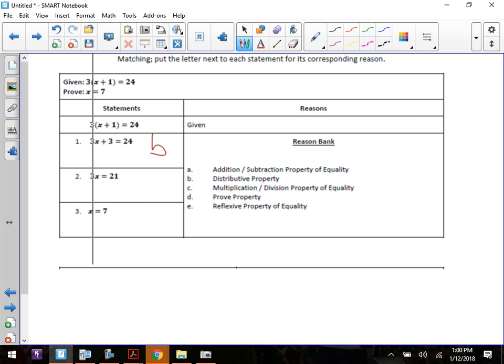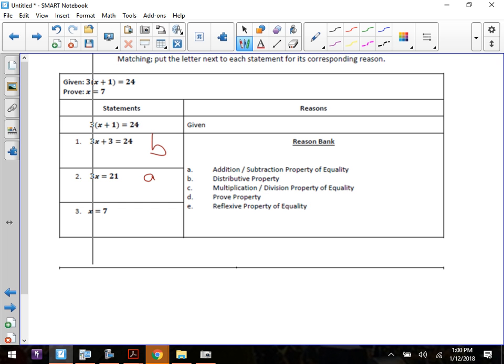Going from 3x plus 3 is 24 to 3x equals 21, what happened? A? A? There was B. Are you supposed to write the letter?